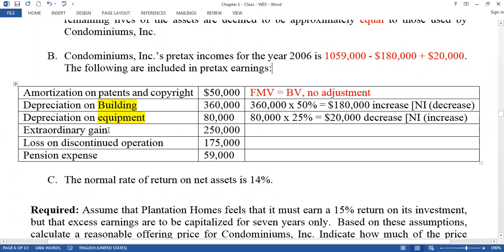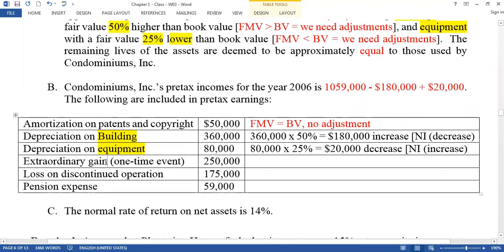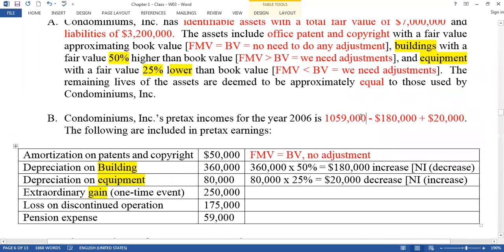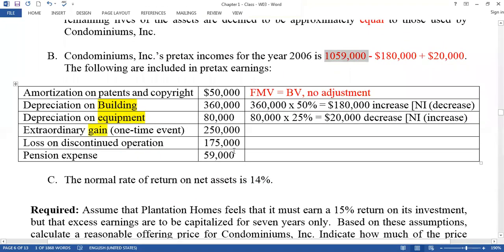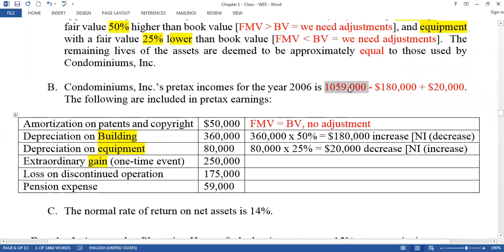Now look at the third one, extraordinary gain. I told you that this is a one-time event. That means this event will not happen in future anymore. Because of this gain, and gain is already included, where, according to this question? The question said that gain or loss or everything is already included here, right? This gain increases this amount or decreases this amount?